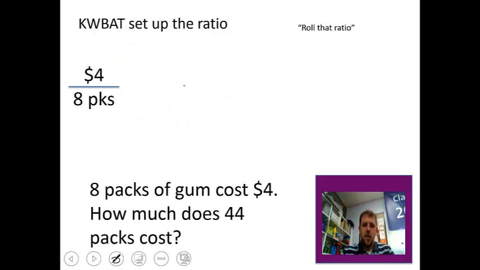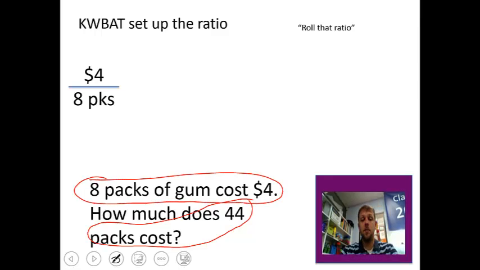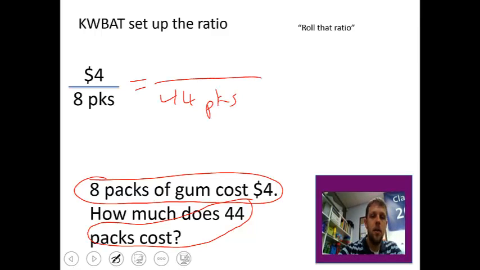So we're going to practice another example. I noticed that now we want 44 packs, and my ratio has changed to 8 packs of gum that cost $4. So when I go ahead and set this up the 6th grade way, I realize that 8 really can't go into 44. All right, so I have to find a different way.